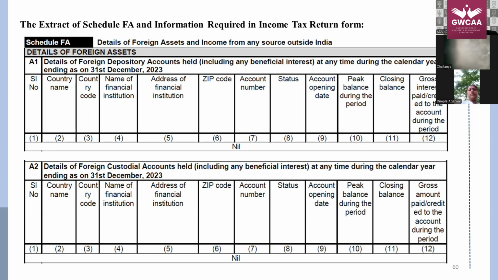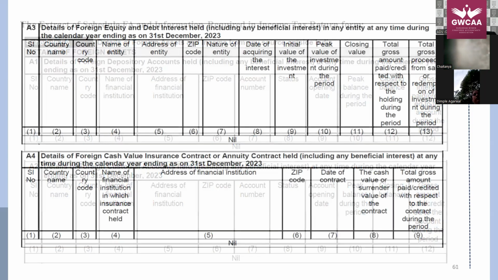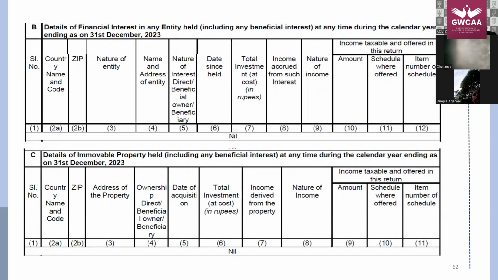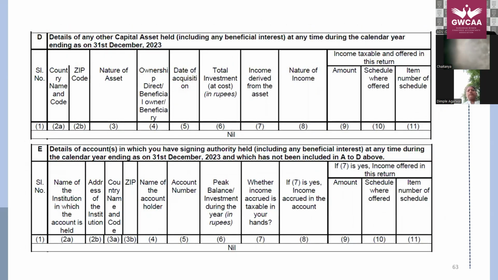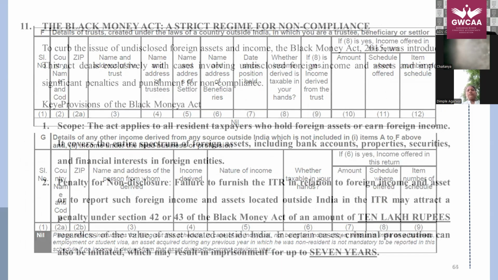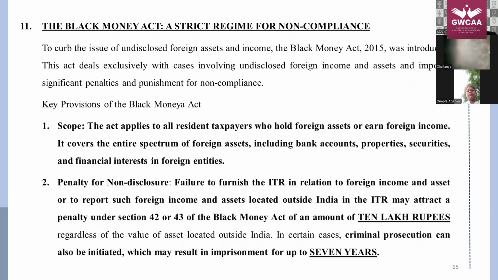Please do not underestimate the Black Money Act, and the departments through ED. They are taking stringent steps to curb these kinds of taxpayers who are not showing their foreign assets or foreign income. And I have said that section 42 or 43 has a provision of 10 lakh, and 10 lakh is not small, and there is a provision of imprisonment up to 7 years. A slight relaxation is if the aggregate value of such asset or assets does not exceed 20 lakh rupees, then in this case the penalty is not applicable.